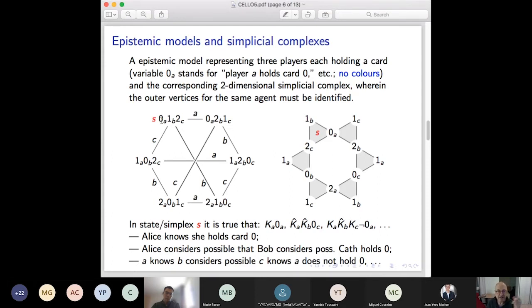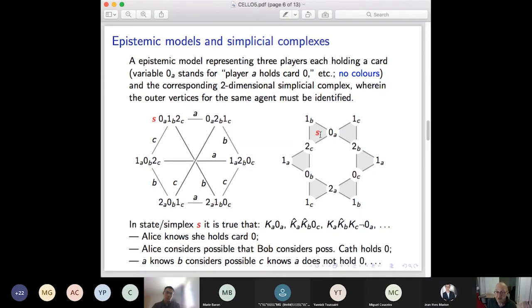So, for example, given that the cards are 0, 1, 2, the deal of cards could be that A holds card 0, B card 1 and C card 2, and this is indistinguishable from the deal of cards where the cards of B and C are swapped, where B holds 2 and C holds 1. So therefore there's a link labeled with A between these two states. Now, what does this single state for three agents become in a simplicial complex? Well, it becomes a triangle. It becomes this triangle. It's the same red S.